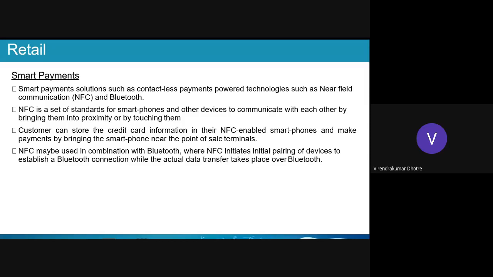So NFC is used, which has credit card information stored, and we can make payments without touching them. NFC is coming in India, and it is going to become more popular.